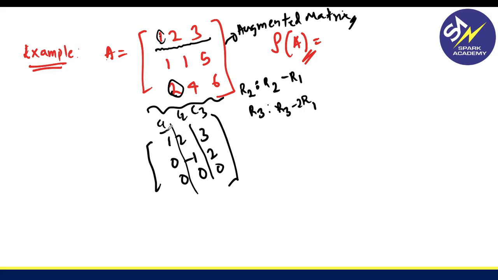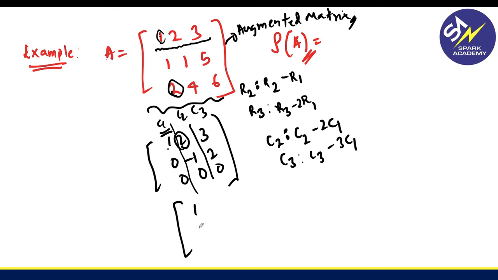Now again, I'll keep the first column as the base. Can I write C2 such that C2 minus 2 C1? In that way, this becomes 0. C3 such that C3 minus 3 C1, in that way, this also becomes 0. So this becomes 1, 0, 0. 2 minus 2 is 0. Minus 1 minus 2 into something is 0. Minus 1 only, 0 only.